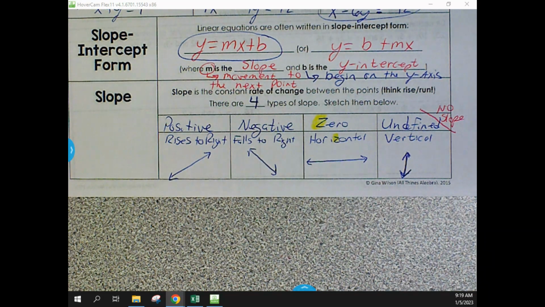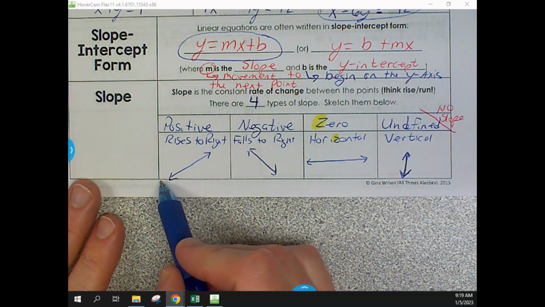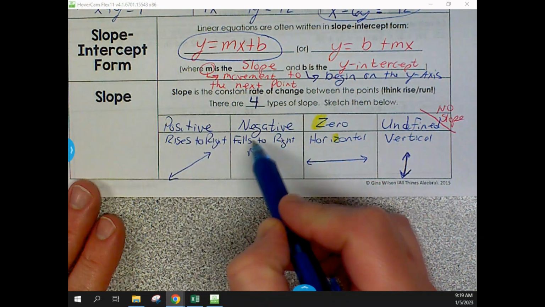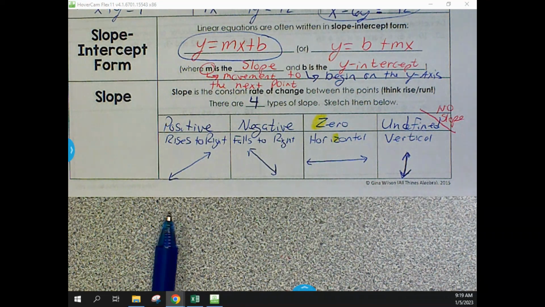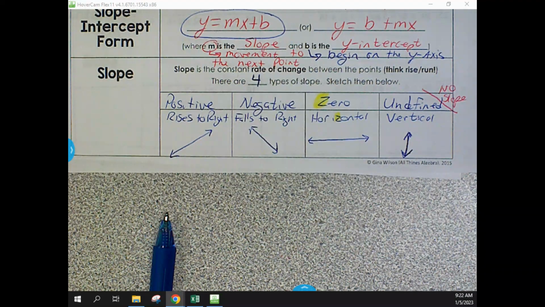I had some people tell me one time that their teacher told them to think about rolling a ball, and whichever way the ball rolls, that's the way. And again, you've got to roll it to the right side. So this one, if you roll it, you're going to roll it up the hill, so that makes it positive. This one, if you roll it, it's down the hill, so it's negative. So we've got positive, negative.